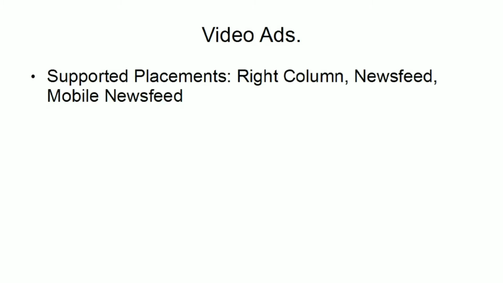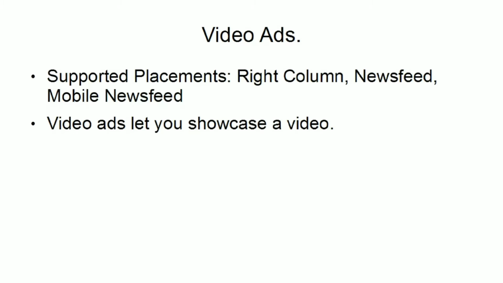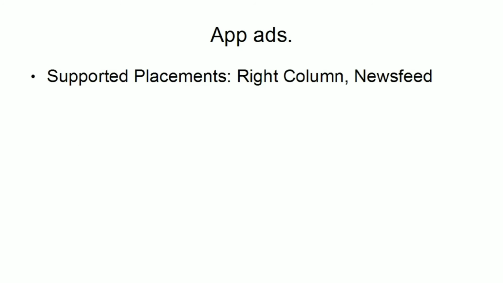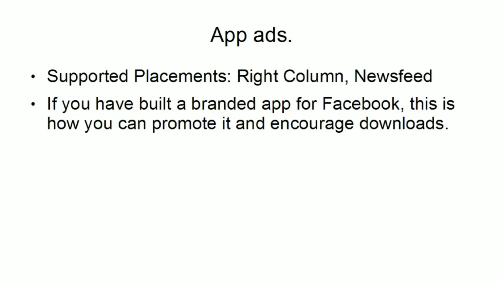Then there are video ads, and the supported placements are the right column, newsfeed, and the mobile newsfeed. And as the name would suggest, video ads let you showcase a video. And they're good for getting likes, and they're powerful for video marketing. Then there are app ads, and the supported placement is in the right column and the newsfeed. And if you've built a branded app for Facebook, then this is how you can promote it and encourage downloads.